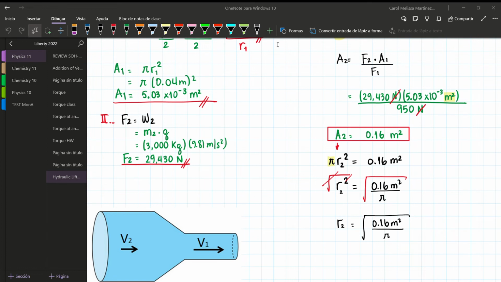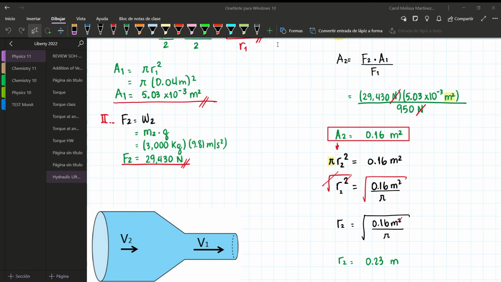How much is that? 0.23. Okay, the radius is going to be measured. Remember, here you're getting the square root, not just of the number, also of the unit. So the square root is going to cancel my square meters, okay? And they're going to become just single meters, okay?